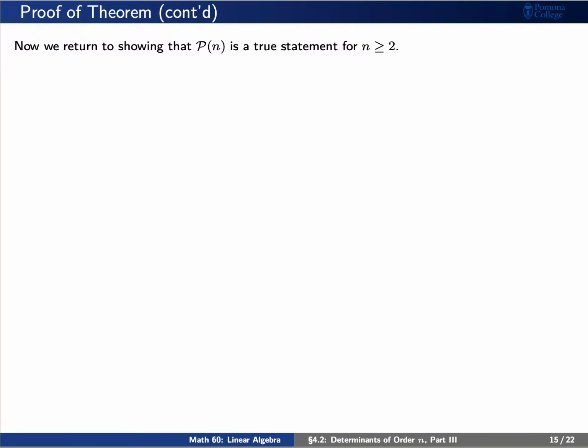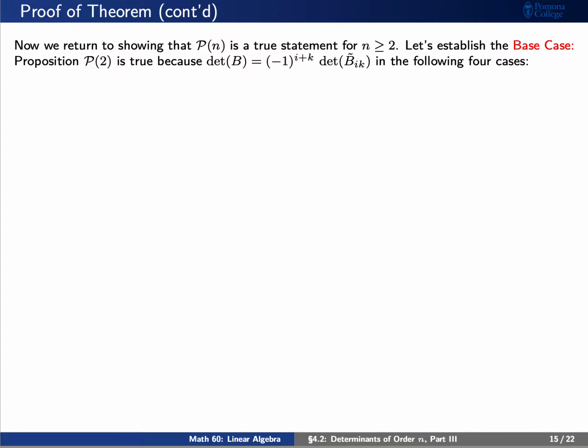Let's now return to proving that this proposition P of n is actually a true statement by induction. Let's start by establishing the base case. We claim that proposition P of 2 is true by simply looking at 4 cases.